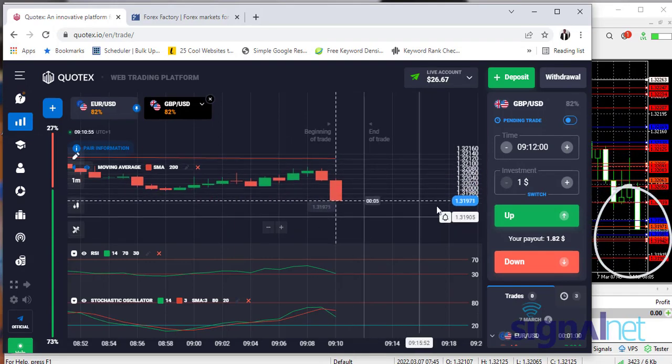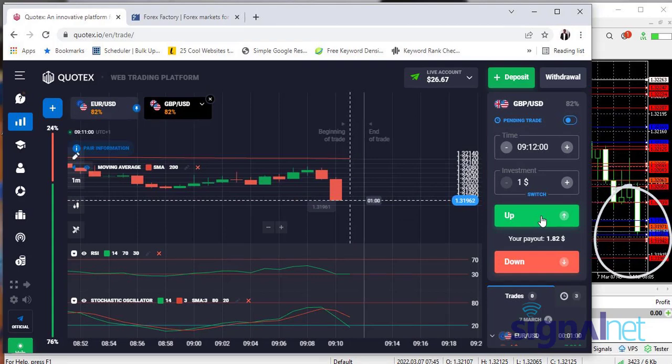Okay, so at this point, I took a trade against the trend, and this is something that is very important that you guys realize that this shouldn't usually be done. Although what I did, I reduced my loss. If you notice, I reduced it to $1.